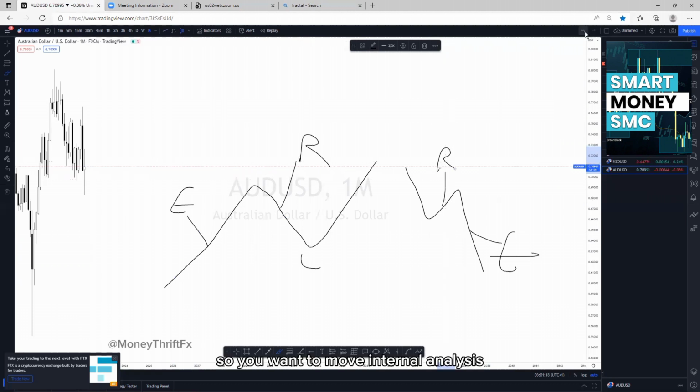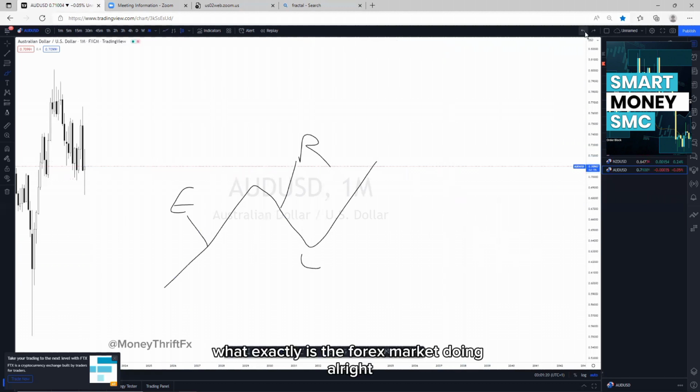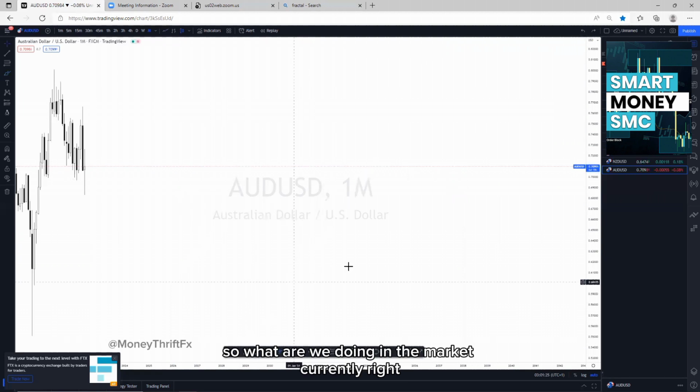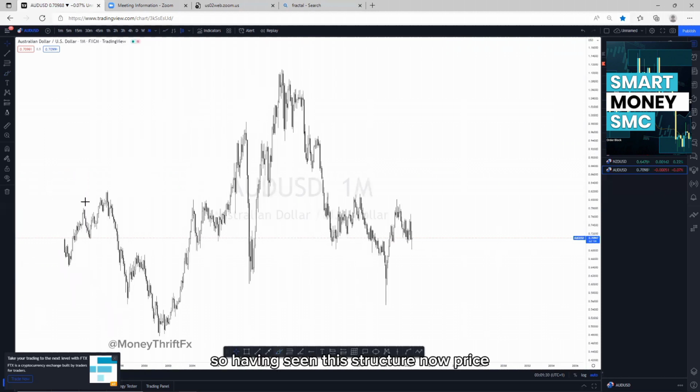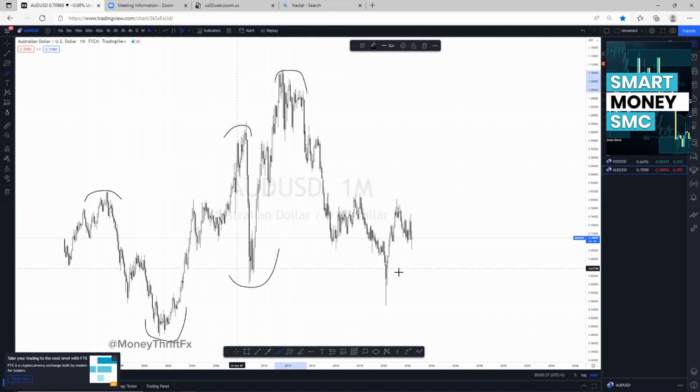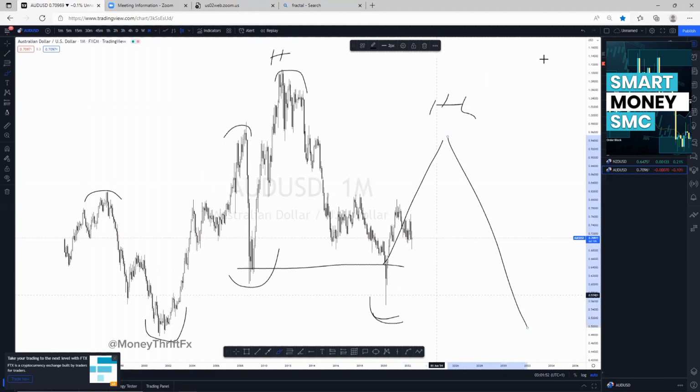So you want to know in top-down analysis, what exactly is the forex market doing? What are we doing in the market currently? At what phase are we? Having seen this structure now, price gave us a high here, gave us a low, a higher high, a higher low, a higher high, and then broke structure. Having broken structure, we can assume this to now be that high, and here is now going to be a low. So maybe price is on its way to giving us that higher low somewhere here. So now it begins to dump. Maybe that is where this buy is leading us to.